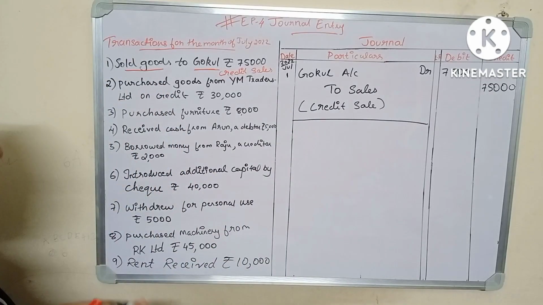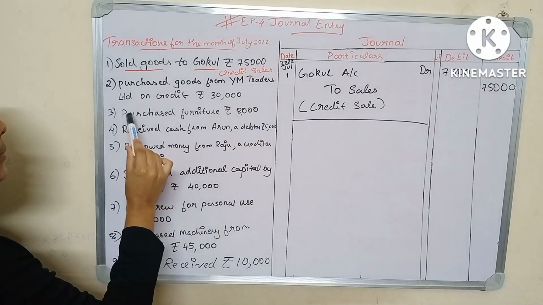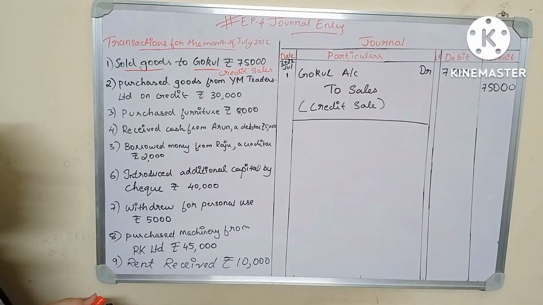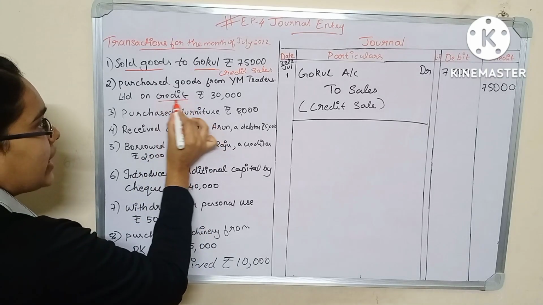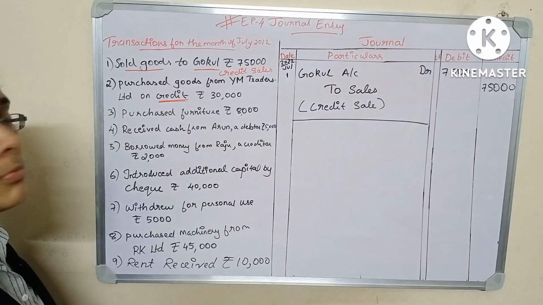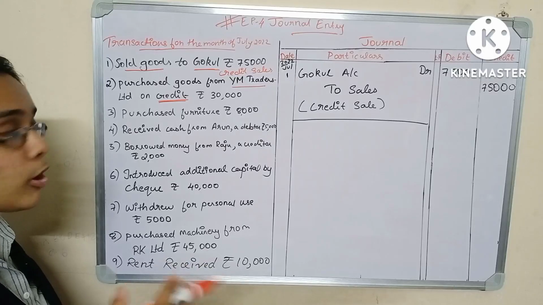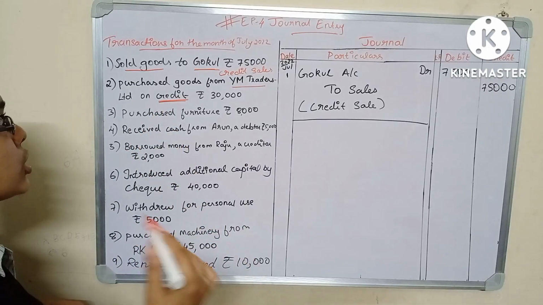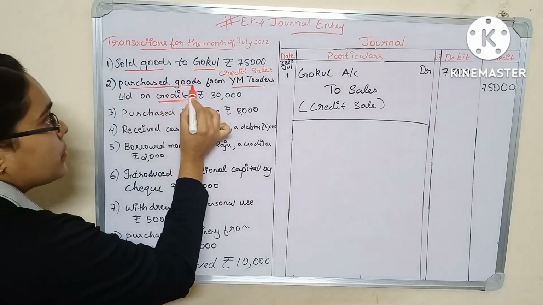Now let us look at the second transaction. That is, purchased goods from YM Traders Limited on credit rupees 30,000. Here again you have made a purchase, and they have already said in the question that it is credit. You bought the goods from YM Traders for credit. You have not paid the money. From that word itself it is clear you have not paid the money. And you know that it is a purchase. Purchase goods. So it's a purchase.